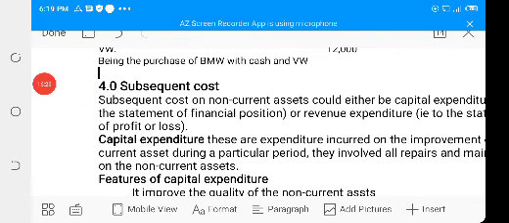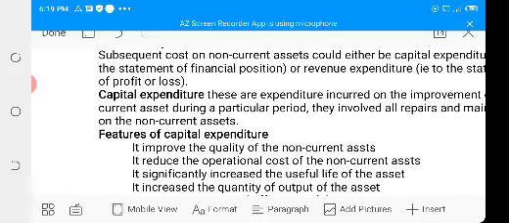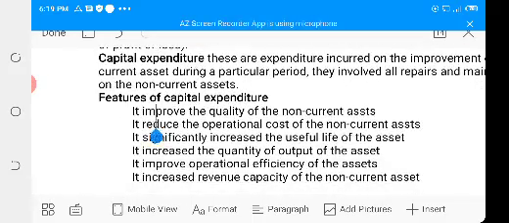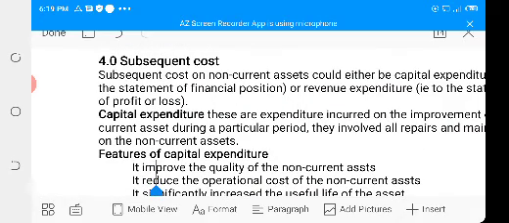Now let's look at subsequent costs. We'll talk about initial costs. Now, the subsequent cost of an asset. Subsequently, after you acquire the asset, you now incur a particular cost on that asset. That cost might be divided into two.